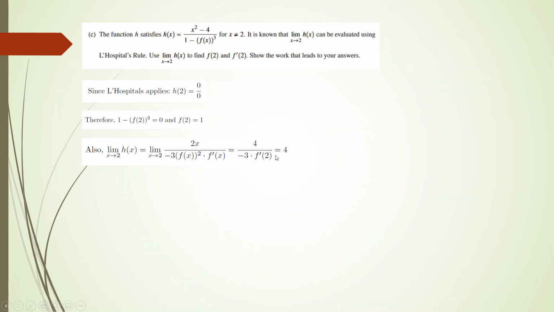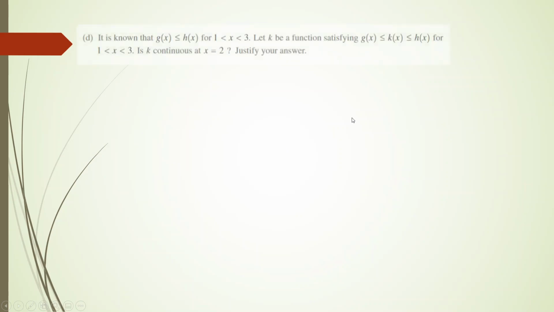From this point forward, the only way for this equation to work is if f prime of 2 is negative 1/3, because negative 3 times negative 1/3 will multiply to be positive 1, and 4 over 1 gives me 4. So that allows me to answer the question that f prime of 2 is equal to negative 1/3. Now, if you were a little confused at that part where I was talking about continuity and the value of the function equaling the limit of the function, that's exactly what we're going to talk about in part D, so hopefully we can clear that up a little.